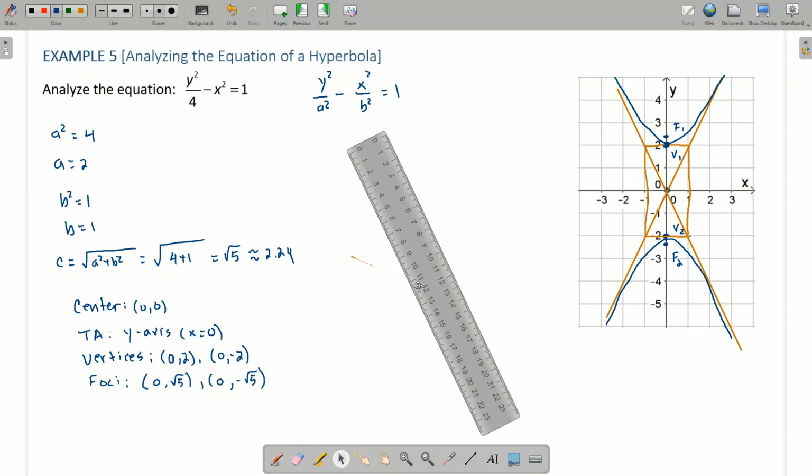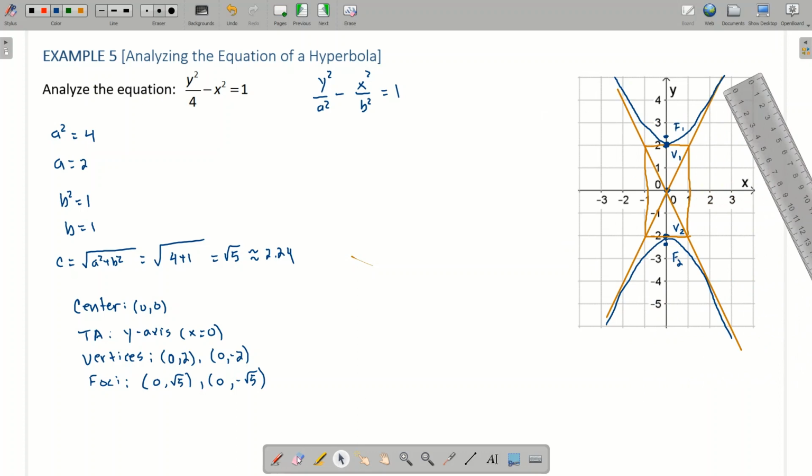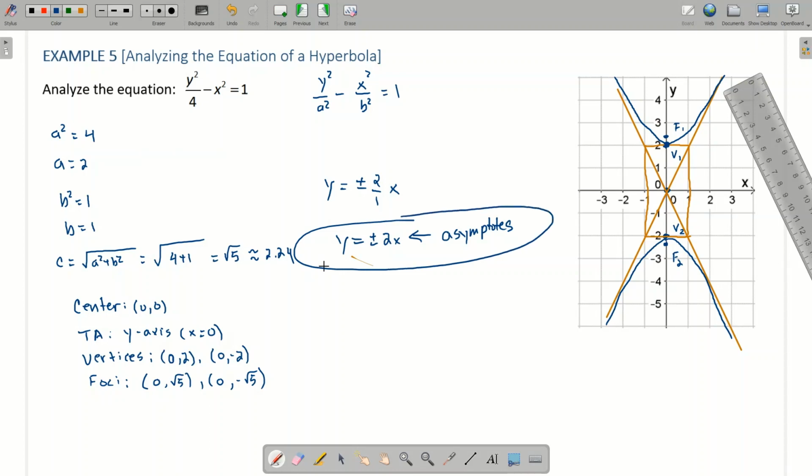Okay, so now we need to write down the equation of them. So we know that their equation is just going to be y equals plus or minus, because they have negative slopes of each other. And then we can just look at the rectangle, rise over run, which would be 2 over 1 times x. So y equals plus or minus 2x. Those are the asymptotes. And I think putting that all together, that's everything that we needed to analyze it: center, transverse axis, vertices, foci, and now the asymptotes.